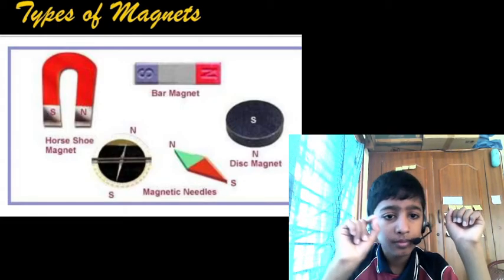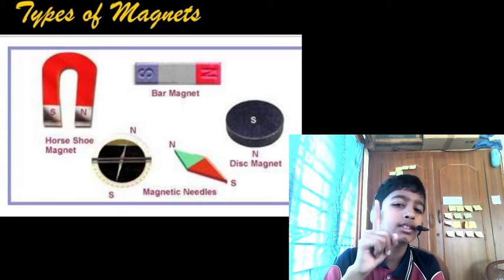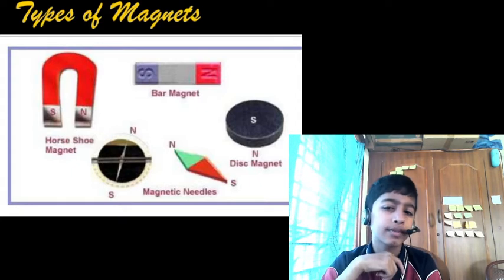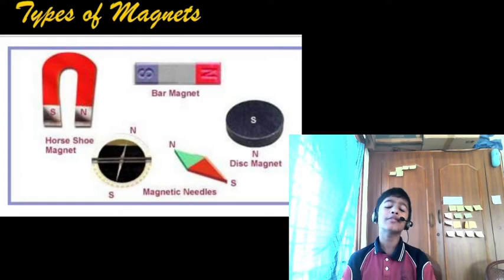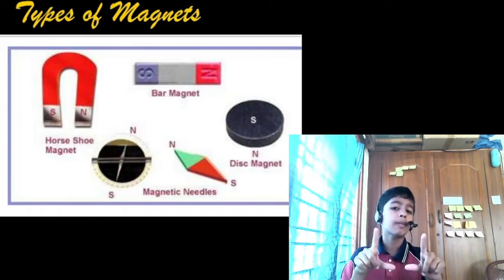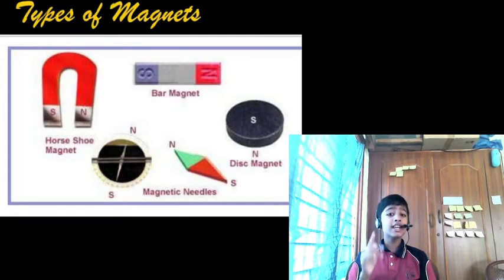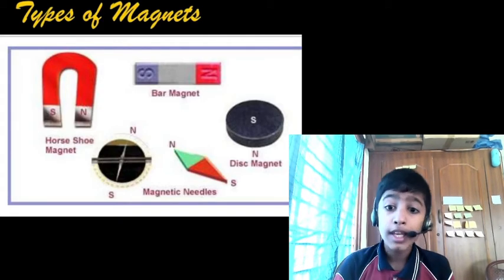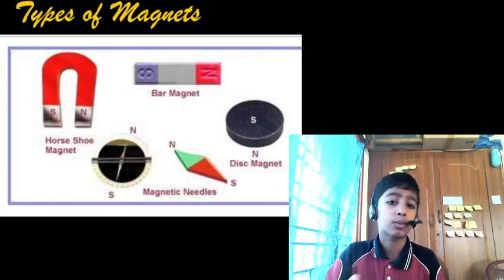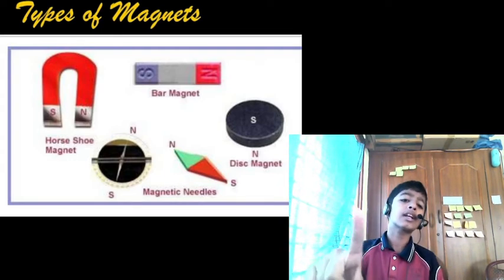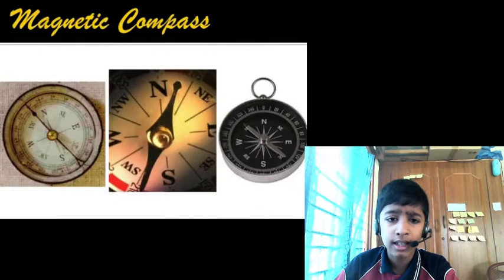magnetic needles. Okay, so here, what do you notice as common in all the magnets? Something is common in all of the magnets. Can you tell me what it is? Okay, I will tell you. Here you can see every magnet is having a north and south pole. Every type of magnet, and if you cut a magnet, that magnet also will be having a north and south pole. Here is the horseshoe magnet, bar magnet, disc magnet, magnetic needles.